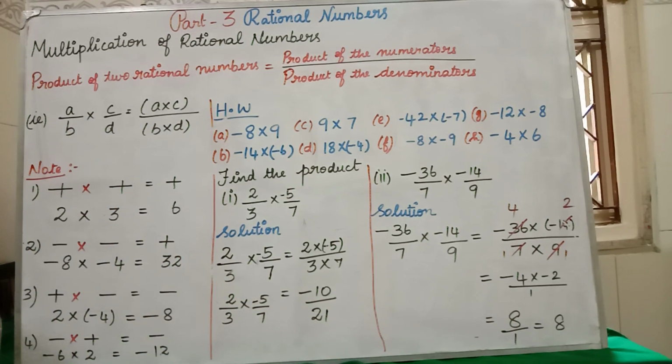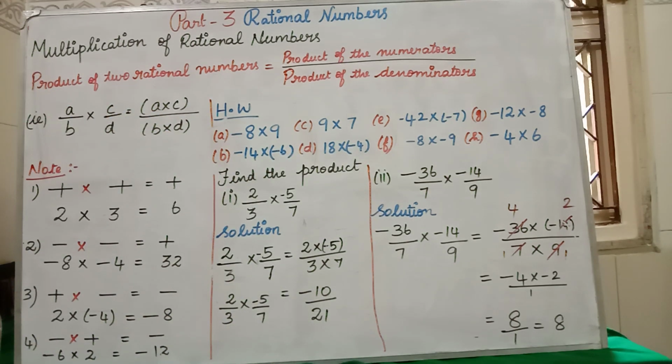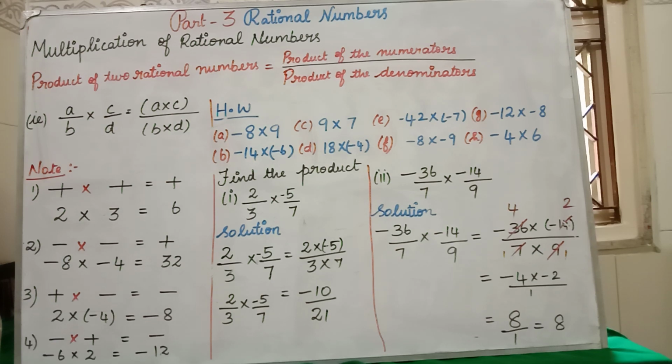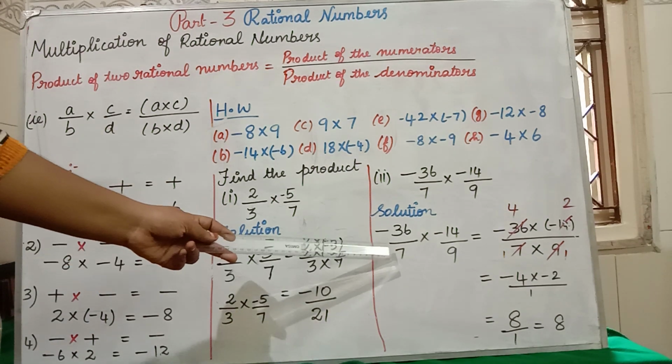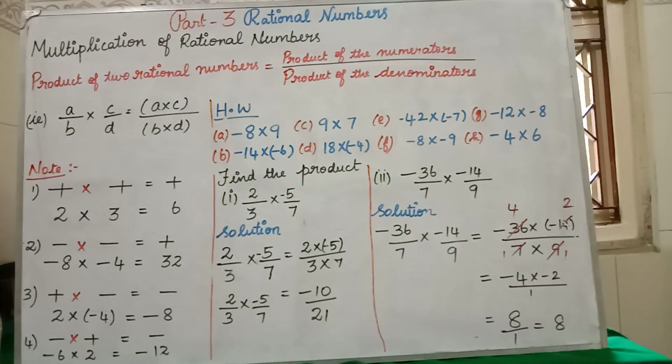Problem over. Clear? If you see the second question, minus 36 by 7 into minus 14 divided by 9. So if you see here, what is the first step? We have to write the multiplication, product of the numerator. So minus 36 into minus 14 I have written, divided by 7 into 9.